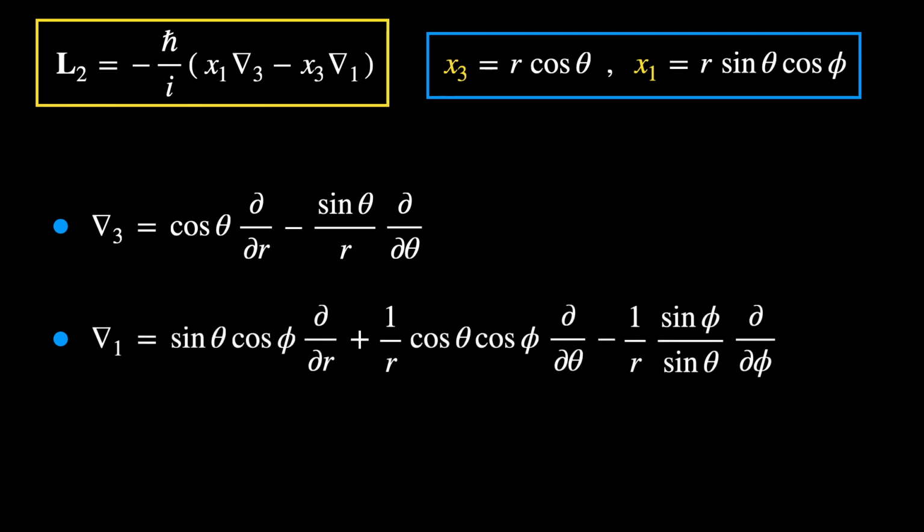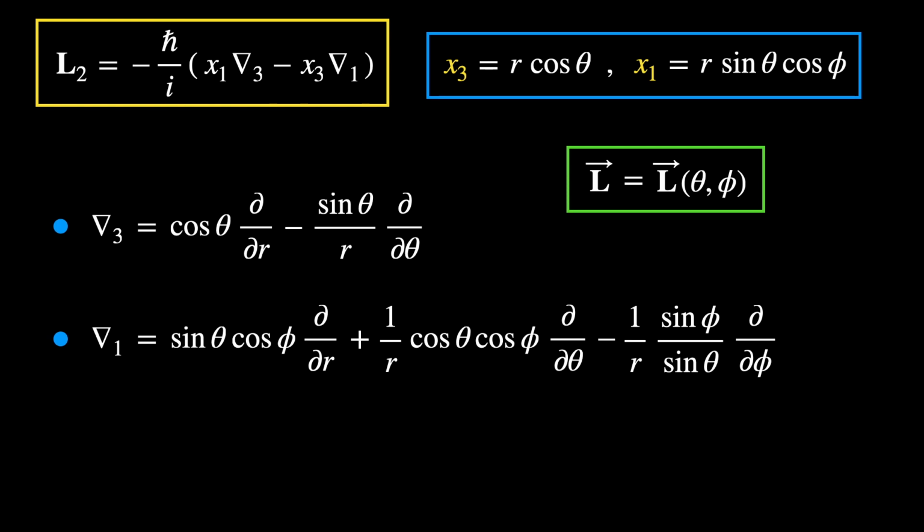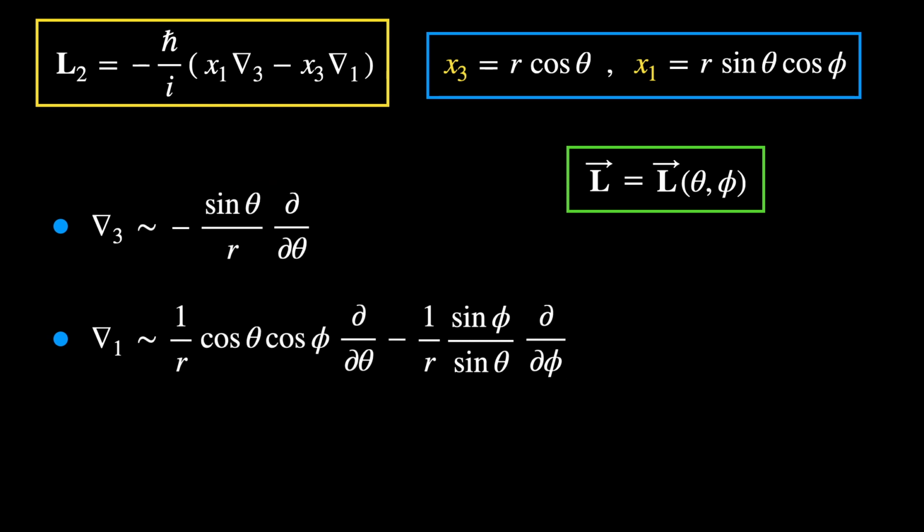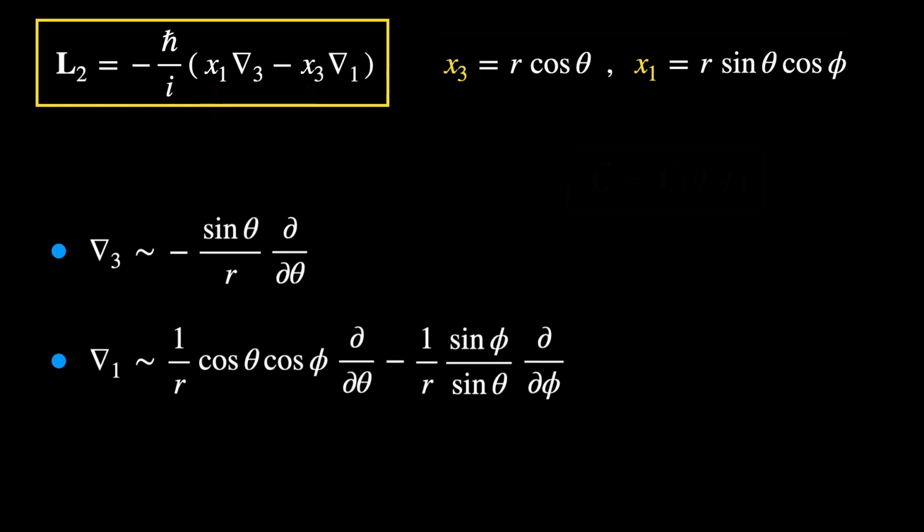Since the angular momentum operator must depend only on angular variables, as it is the generator of rotations, we can drop all derivatives with respect to r. This is correct, even though L2 also seems to depend on the r coordinate through x1 and x3, because they occur after the differential operators and therefore are not affected. Let's substitute all these back into L2.